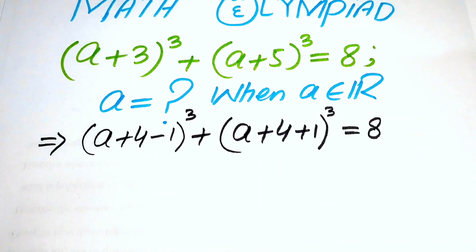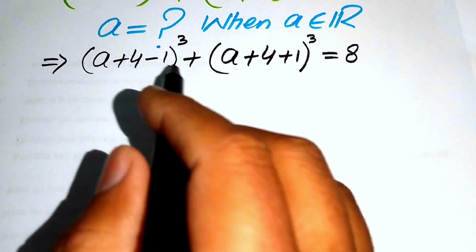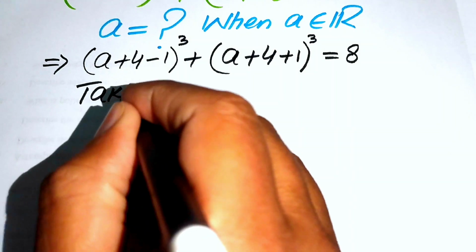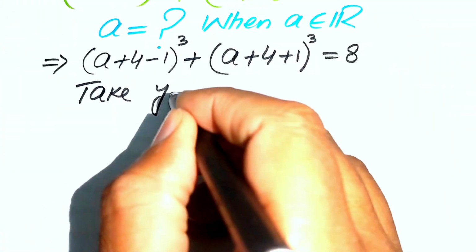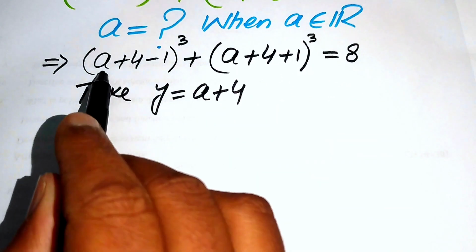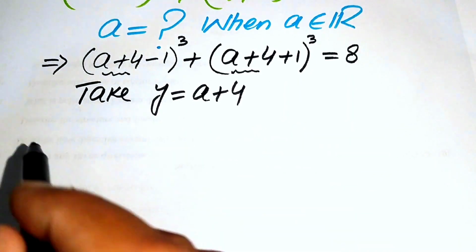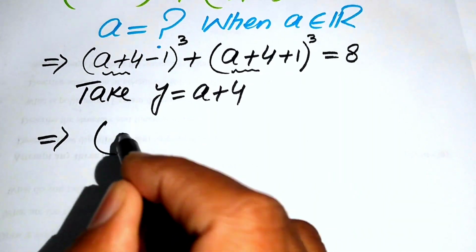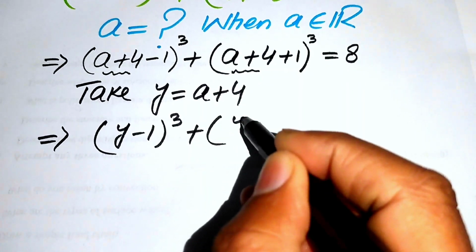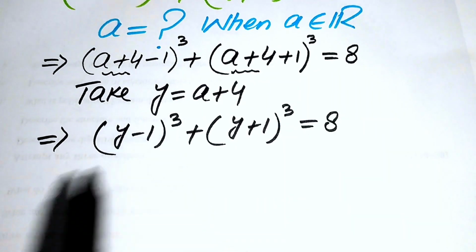And now in the next step we will convert this equation into simplified form, so that here we will take y = a + 4. You see that we have a + 4 in both of these terms, so we take it equal to y, and this expression becomes (y - 1)^3 + (y + 1)^3 = 8.